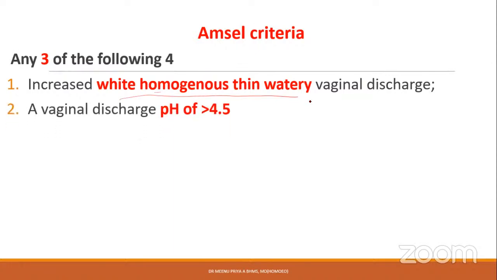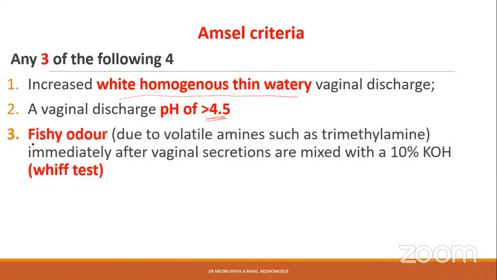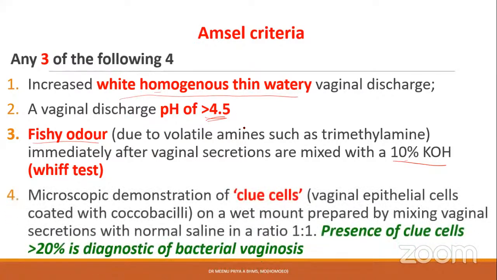The second one is the vaginal discharge pH, which is more than 4.5. And then fishy odor, we saw in the previous slide, fishy, musty odor, due to volatile amines such as trimethylamine, immediately after vaginal secretions are mixed with 10% KOH. Again, 10% KOH, the test is the whiff test or amine test. So fishy odor. The fourth one is clue cells.